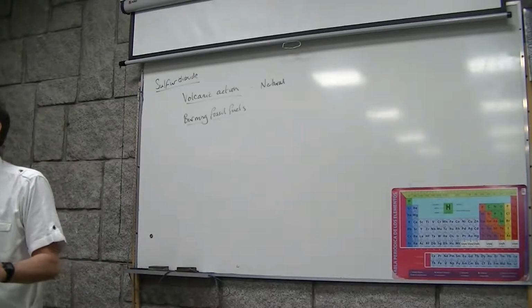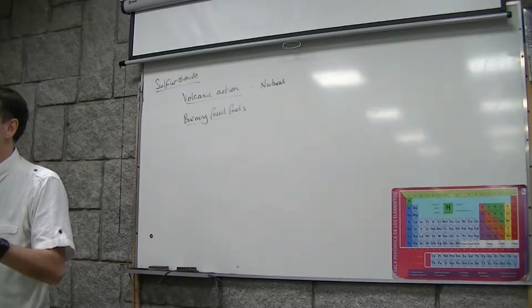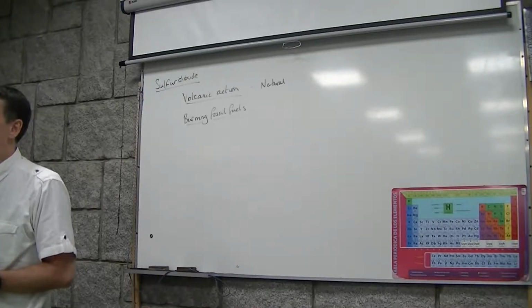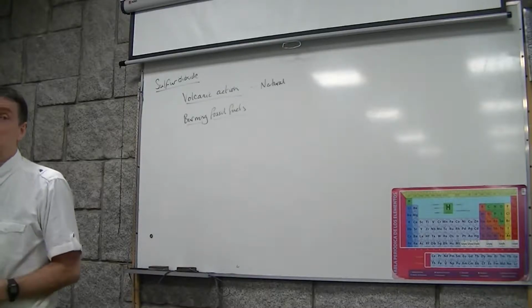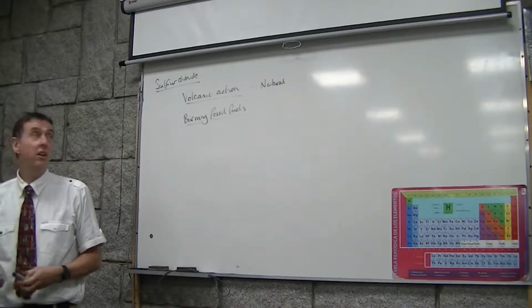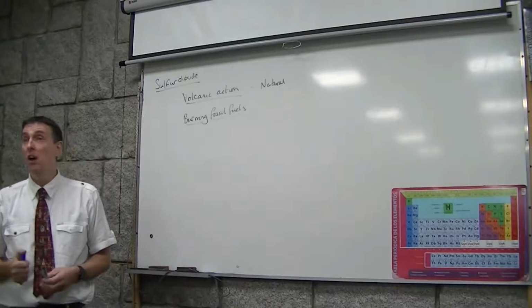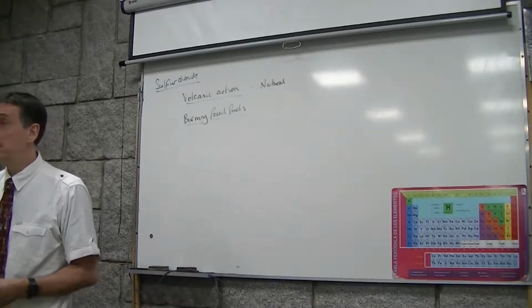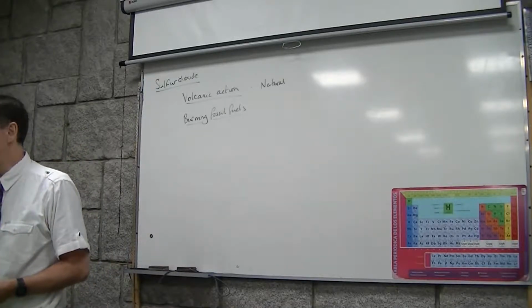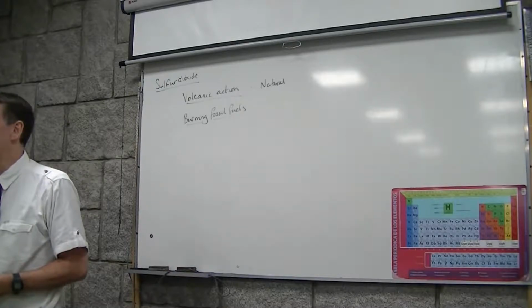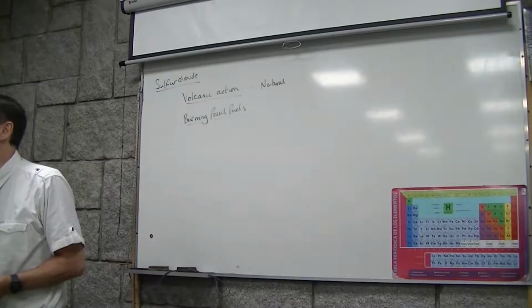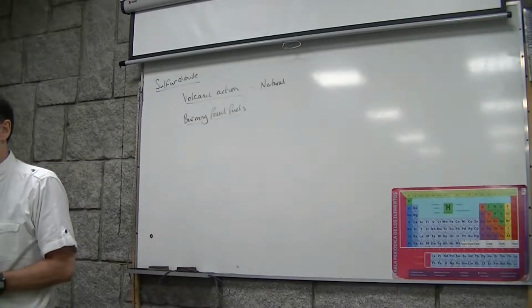So why does burning fossil fuels release sulfur dioxide? Because living things have sulfur in them. That's right. Sulfur is one of the constituents of amino acids. Some amino acids. How many amino acids contain sulfur? You said 20. There's 21, not 20.